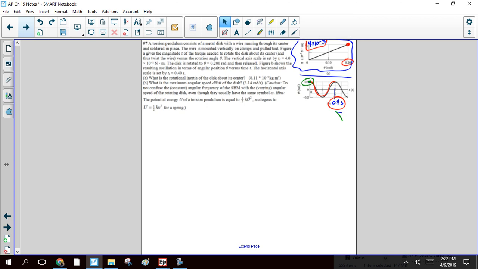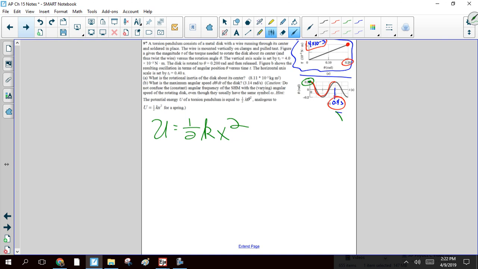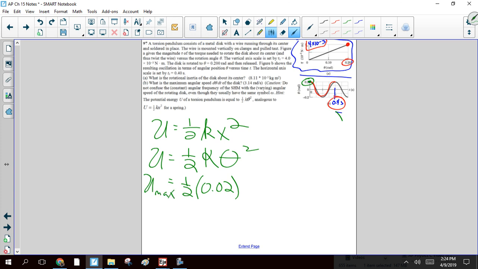Here's the deal if you do it using energy. We know that for a regular spring, U is 1/2 k x squared. So for a torsional spring, we're just going to replace all this with angular values. So it's 1/2 kappa times theta squared. We know our kappa because we found it before. It was 0.02 newton meters per radian. So our U max is that times our theta, which is 0.2 radians, squared.